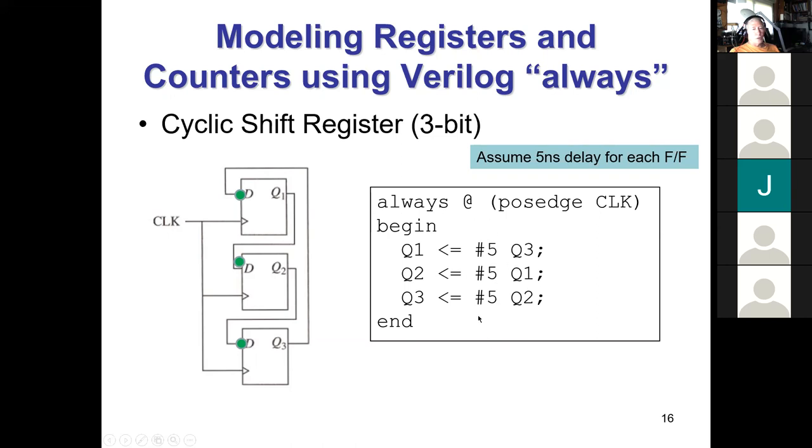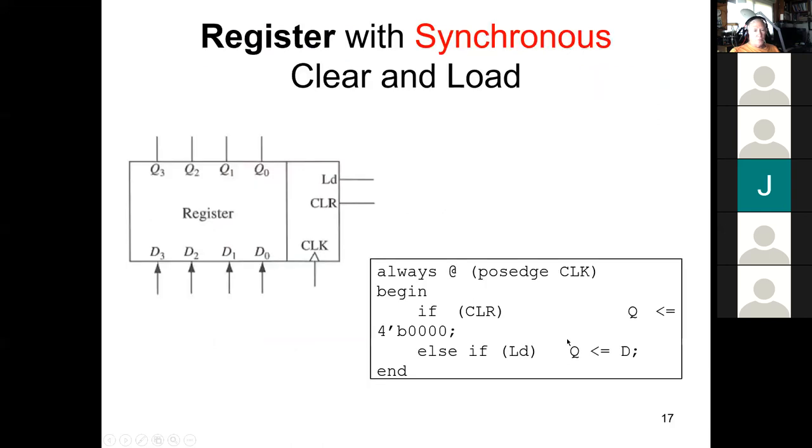I guess they do. They all run at the same time. So the total delay should be 5 nanoseconds. I don't know. That's a little confusing because you use the old values. Yeah. Well, the old values, they all start at the same time. And 5 nanoseconds later, they should all update. Because they're using the old values, not the new values.